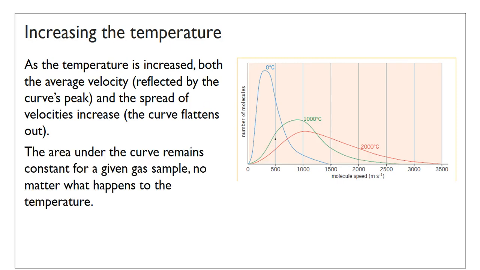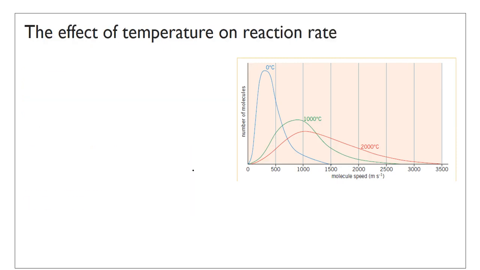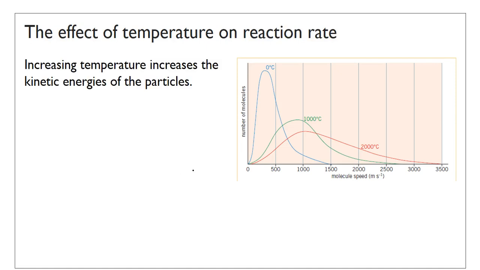Anyway, the area under the curve remains the same. So this is how you could explain the effect of temperature. Increasing temperature increases the kinetic energy of particles. So let's say, for example, the activation energy is around here. Then obviously in this case, you don't have any reaction at 0 degrees, because none of the collisions at 0 degrees would meet activation energy.